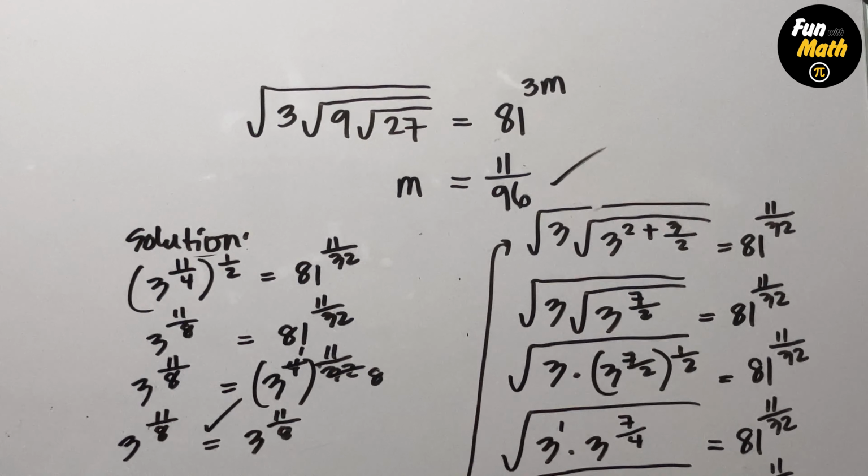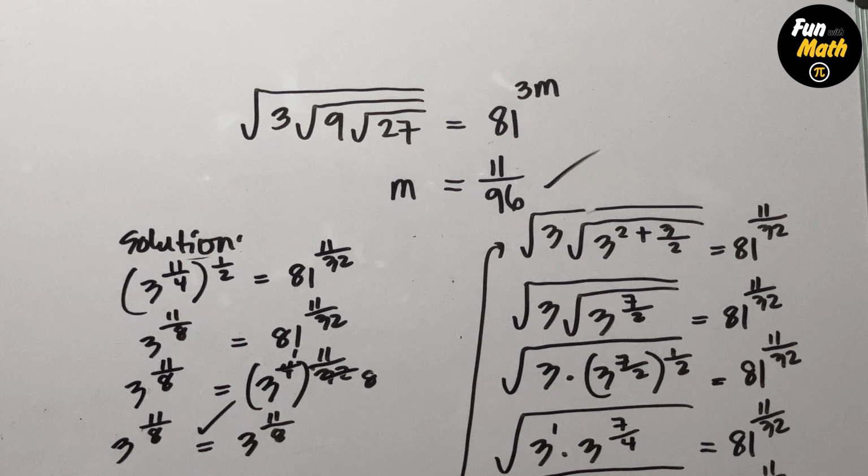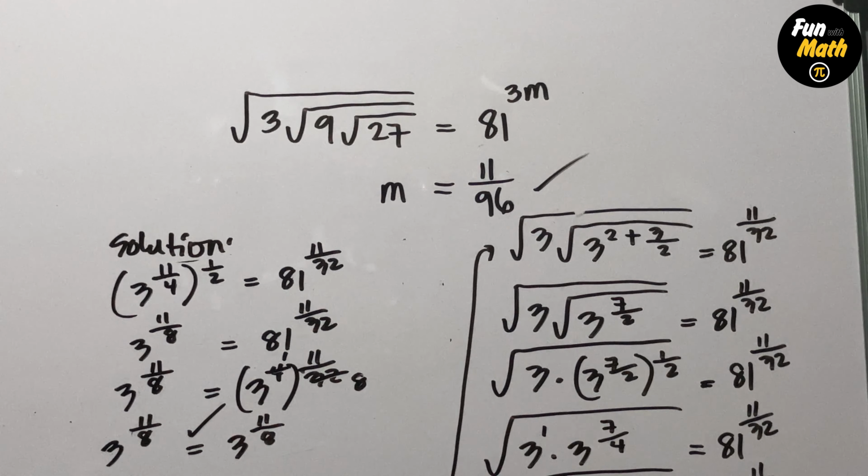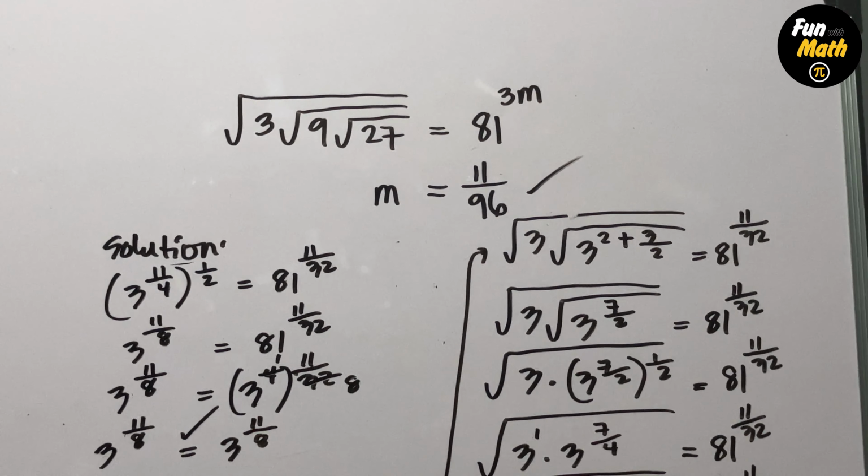Therefore, square root of 3 and the root of 9 and the root of 27 equals 81 to the power of 3m. The value of m is equal to 11 over 96.